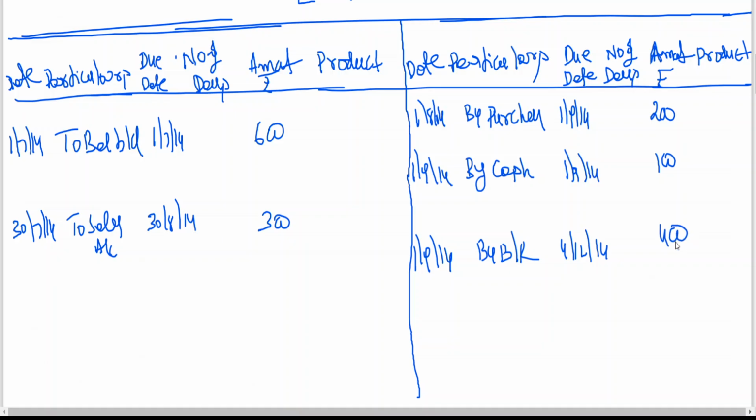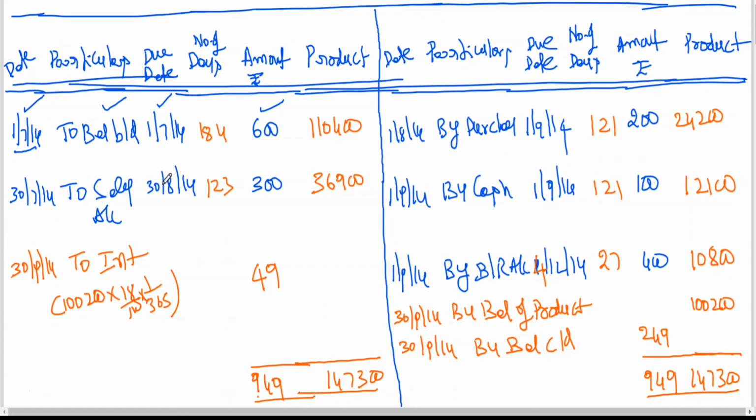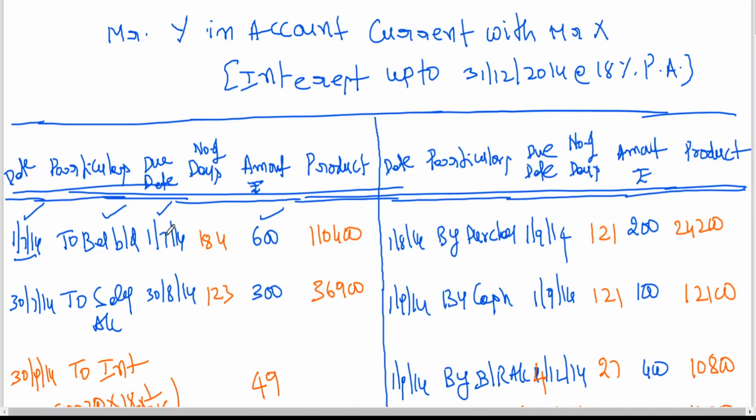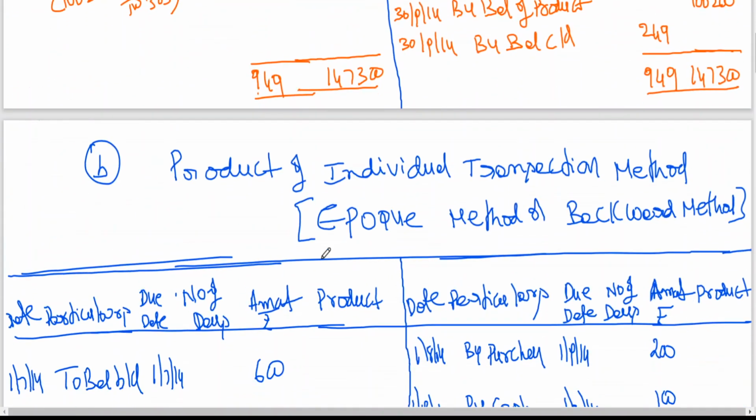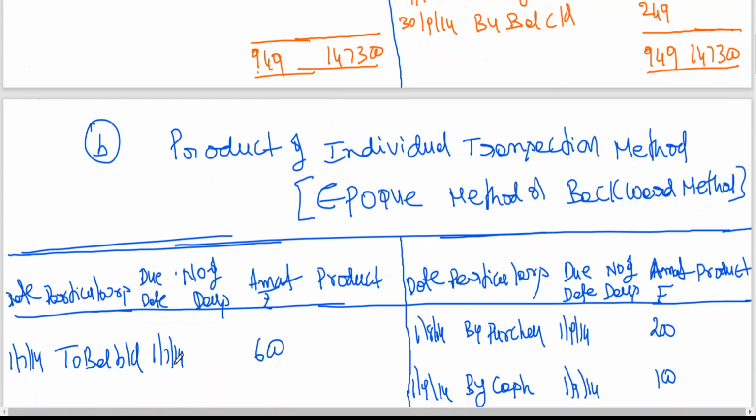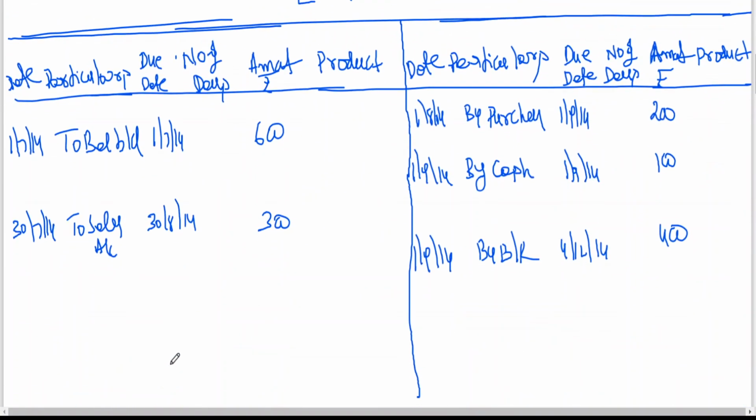Okay, so we are doing the epoch method. What do you mean by epoch method? It means we will now calculate number of days from due date to opening date. Please try to understand: number of days is normally calculated from due date to date of closing the account, or date of sending the account. Here, it is due date to opening date. That is the epoch method.